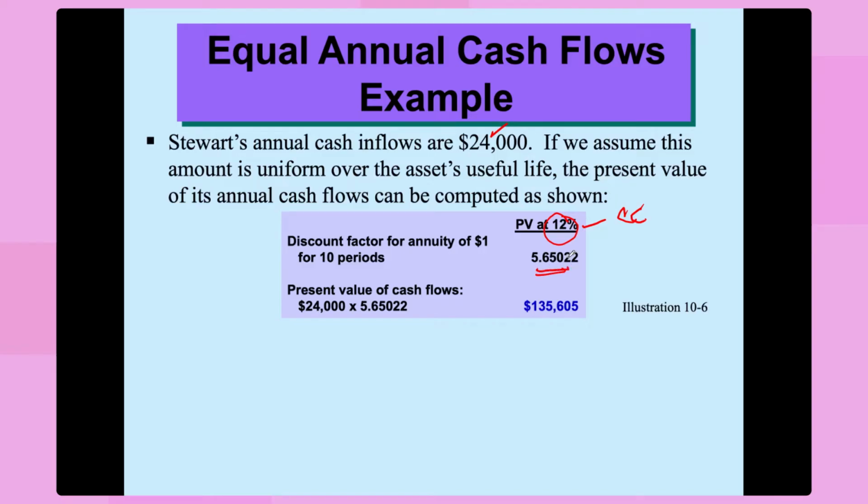Take note of this 5.65022. Where do you find this amount? It is basically your discount factor for annuity. By using your calculator, you have 1.12, divided by, equal sign, but it should be 10 times. So 10 times. Then, after that, minus 1, divided by 0.12. It is basically using the calculator.